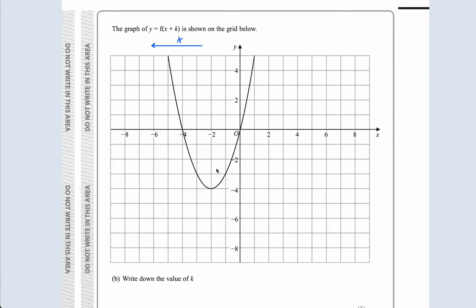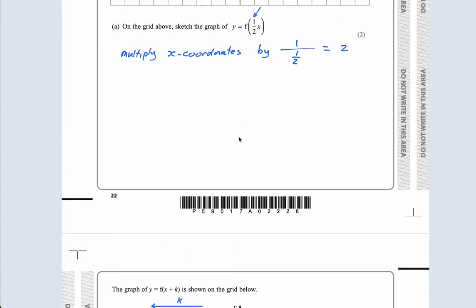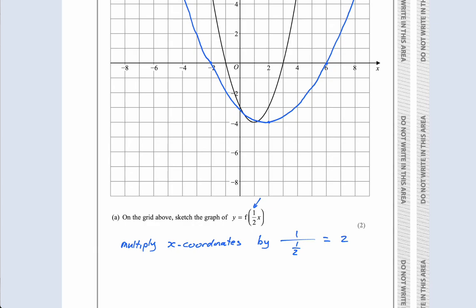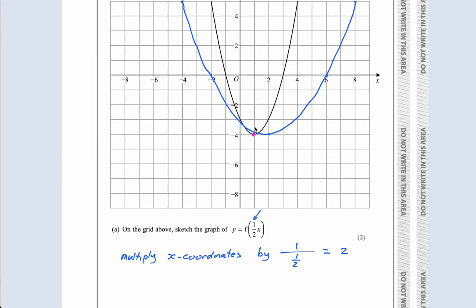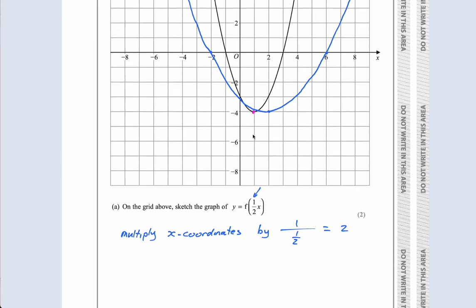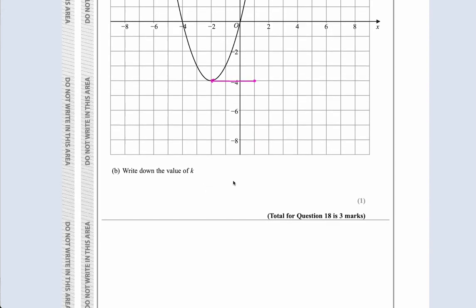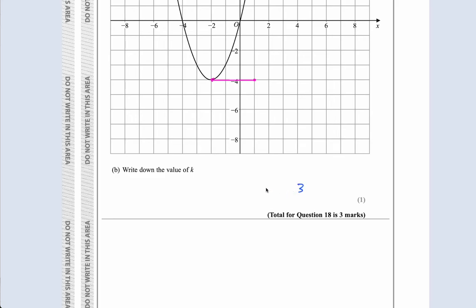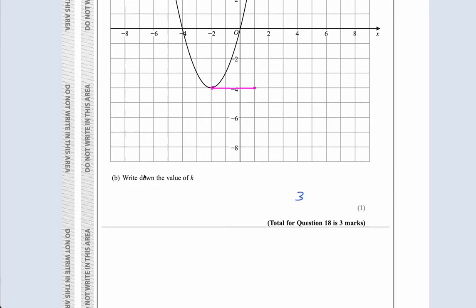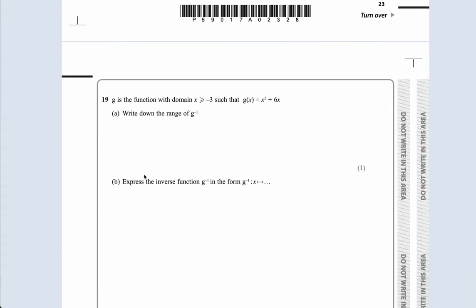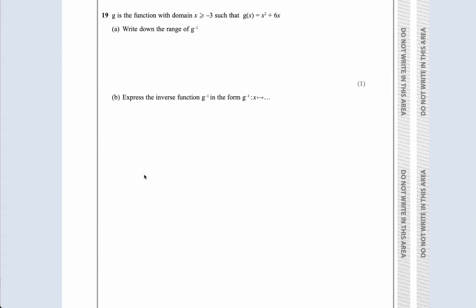How much has it moved? Well, the minimum of the original one, not the blue one that I've drawn, was at 1. So it's just moved to the left. It was here, and it's just moved to the left to here. 1, 2, 3. So k is equal to 3. That's why it says write down. Doesn't require too much working. Okay, question 19.